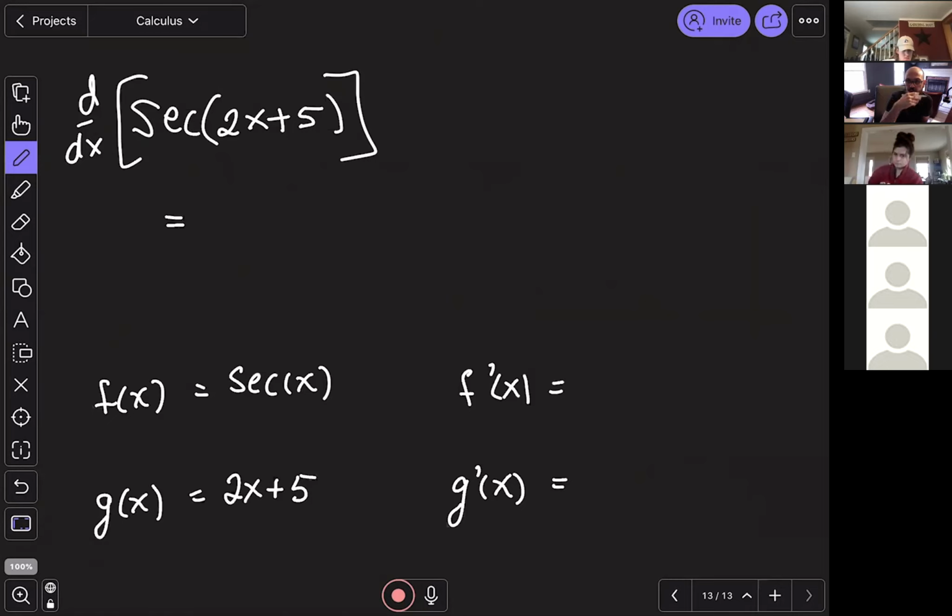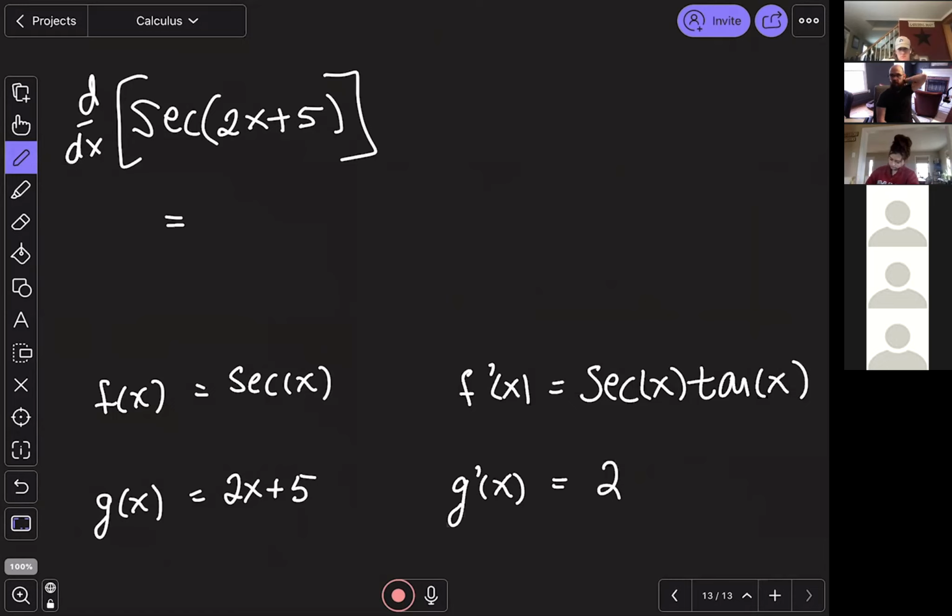Okay, so I've set this up so far. How are we feeling so far? We've identified an inside and outside function. And then what we have to do is remember, all right, we need to take these derivatives. So derivative of secant, I picked this one in particular because it's a little bit tricky, right? So derivative of secant is secant tangent. And then the derivative of g, this is a linear function, so when I take the derivative, that's just going to be 2. Okay.